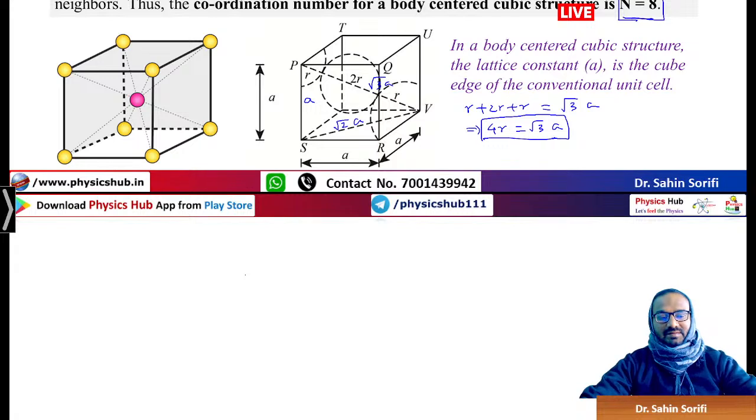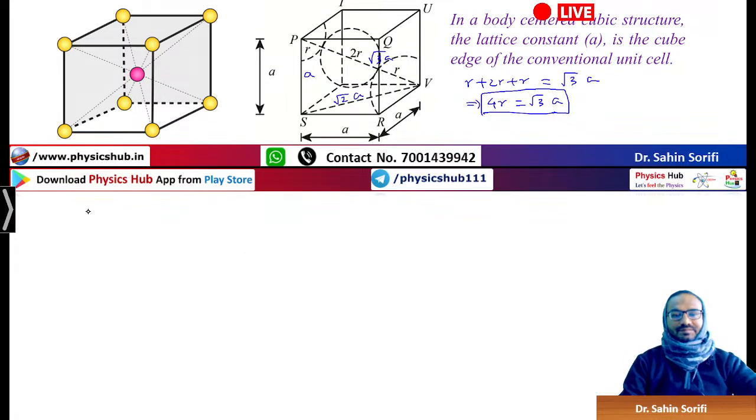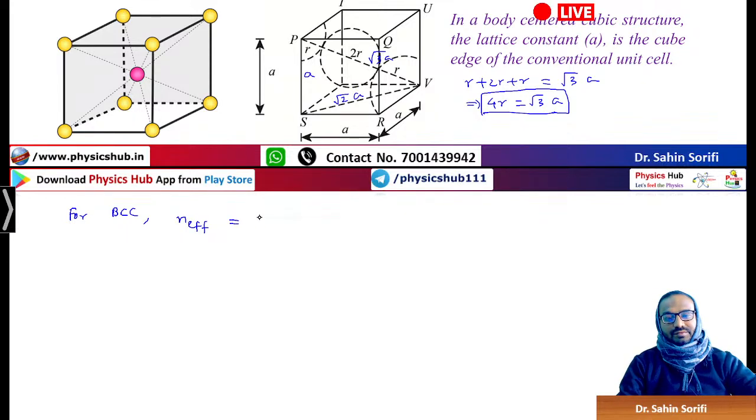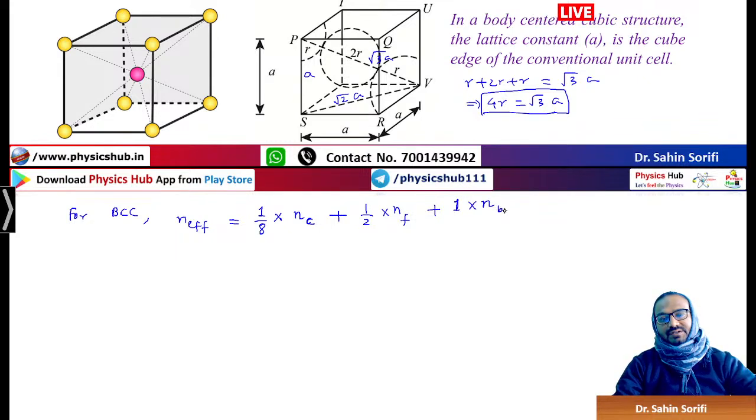Now the effective number of atoms in the unit cell for BCC, if I calculate N effective, you know the formula. The actual formula is 1 by 8 into the number of atoms at the corners, plus 1 by 2 into the number of atoms at the faces, plus 1 into the number of atoms at the body center.